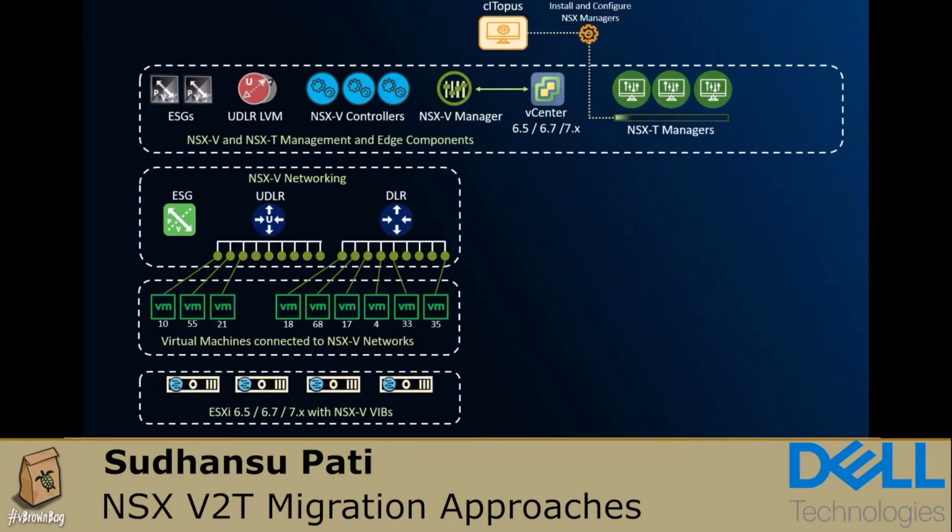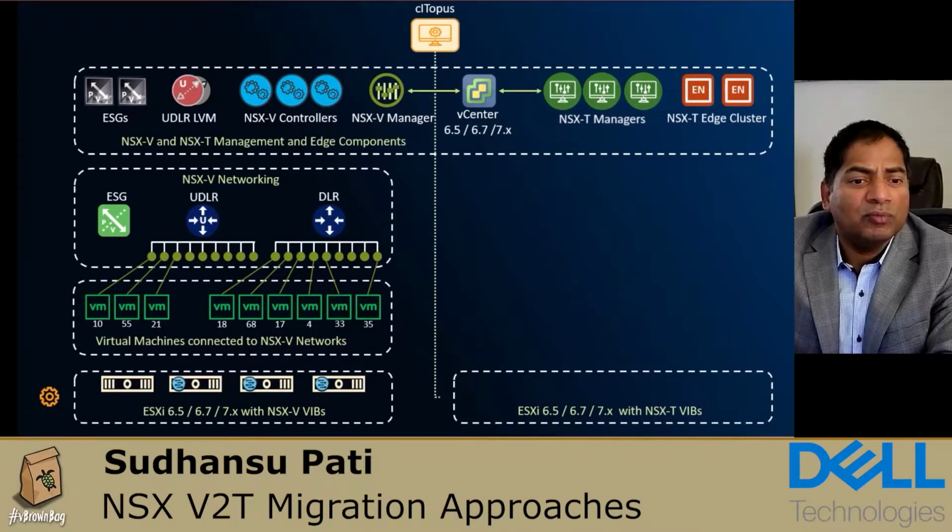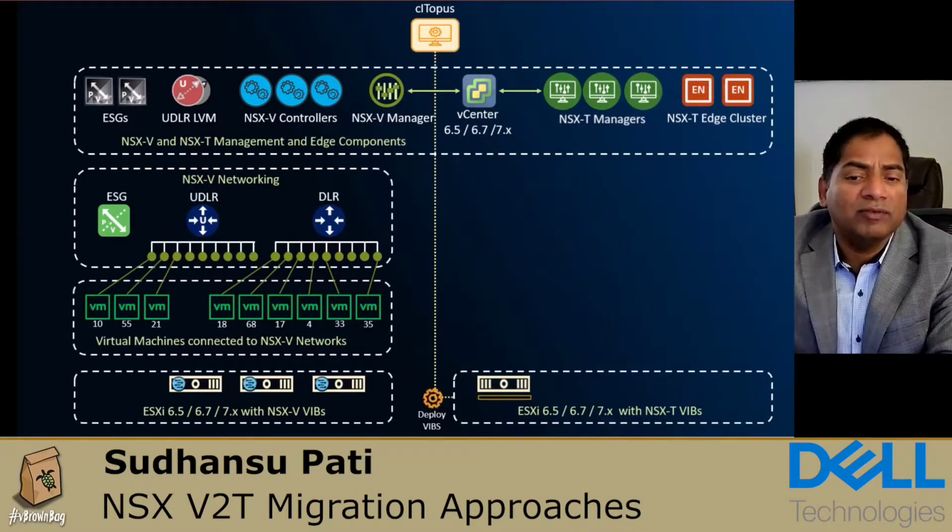So how does that work? Yes, you still have to install your NSX managers. You still have to deploy your edge clusters, deploying your requirements. But when it comes to ESXi host, you uninstall NSX-V from an existing ESXi host of a cluster, and you use that ESXi host to form the new cluster in NSX-T. cITopus will do that migration for you. There is no manual work involved here.